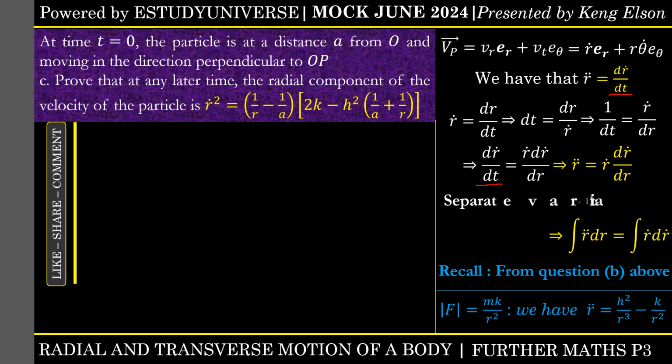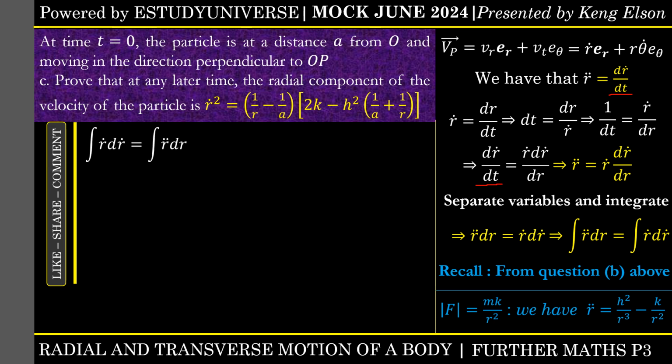So if I separate variables and I integrate both sides, okay, separating variables means taking everything in terms of r on one side and everything in terms of r dot on one side. So I'm going to take the dr to the left hand side because my r double dot from the previous question is in terms of r. Okay, so I have r double dot dr to be equal to r dot dr dot. So I now integrate both sides. I need to integrate r double dot dr, and I also integrate r dot dr dot.